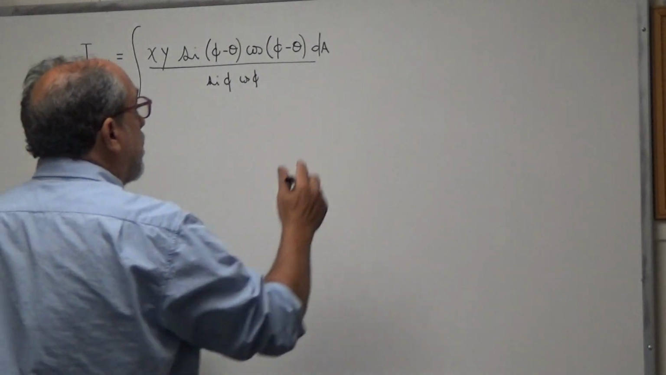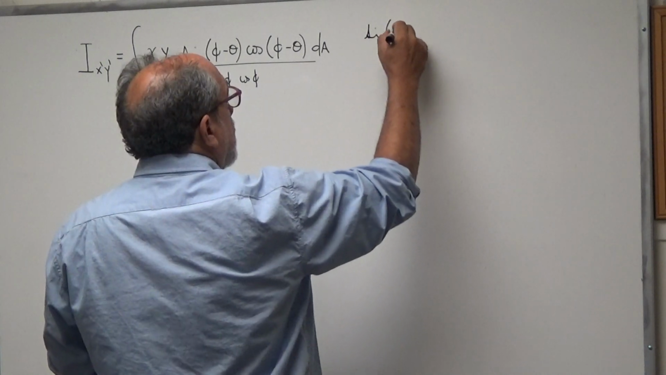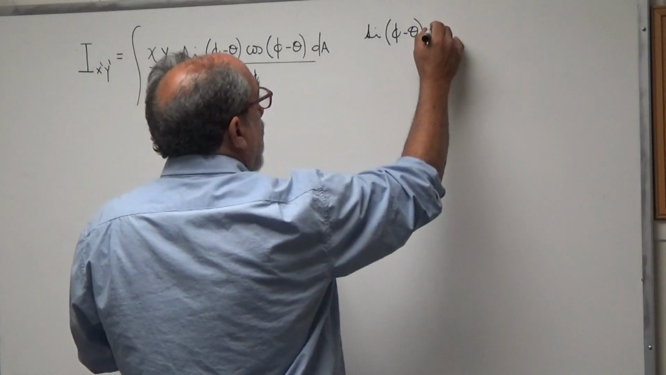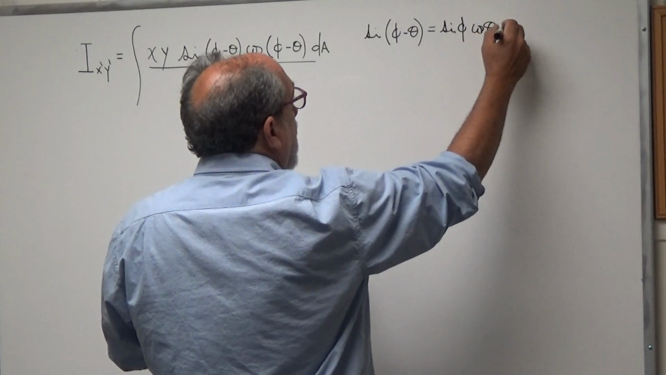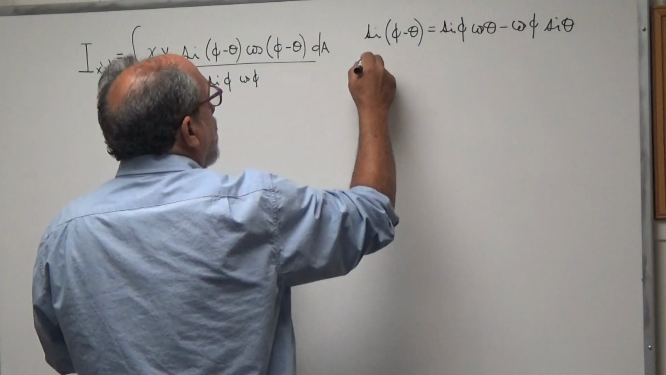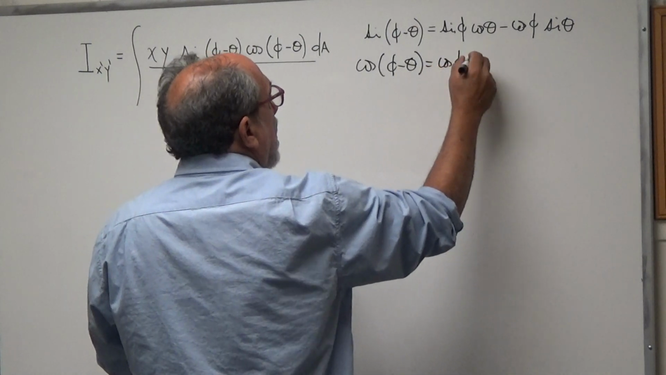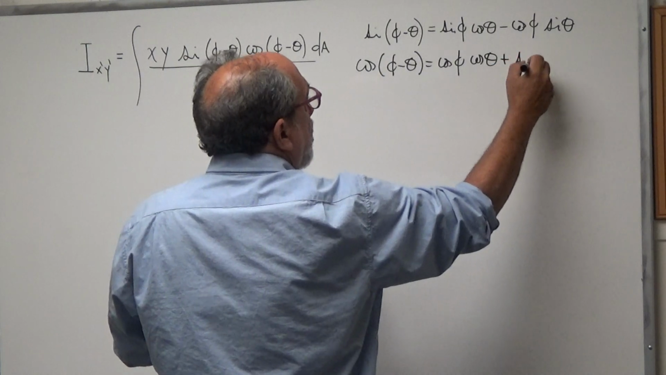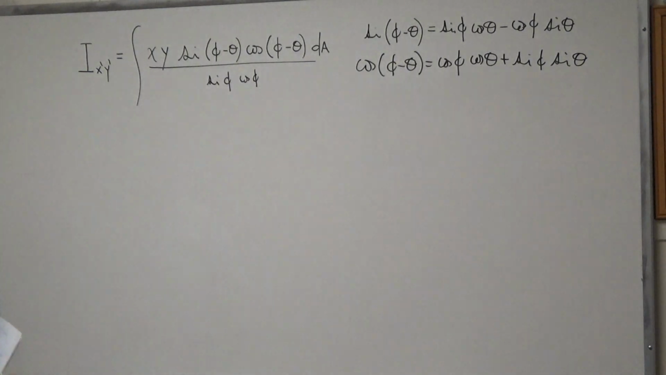Okay? And I had written here the relationship for the sine of the difference between angles: sine of phi minus theta is sine of phi cosine of theta minus cosine of phi sine of theta. And the other one, cosine of phi minus theta, is cosine of phi cosine of theta plus sine of phi sine of theta. All right.